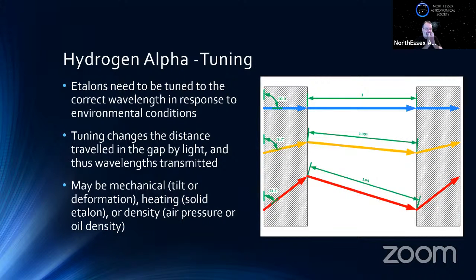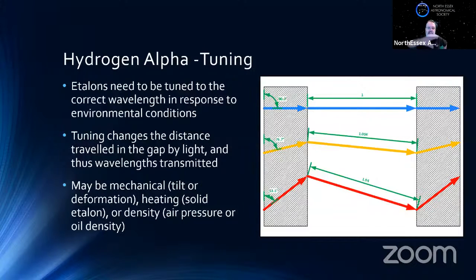One thing, if there's air in the gap, depending on the atmospheric pressure, the distance the light travels will vary due to refraction. So if you've got a telescope you make for using at sea level and then take it up at the mountain where the air pressure is lower, it wouldn't work because the wavelength going through would be the wrong one. So we have to tune it somehow.